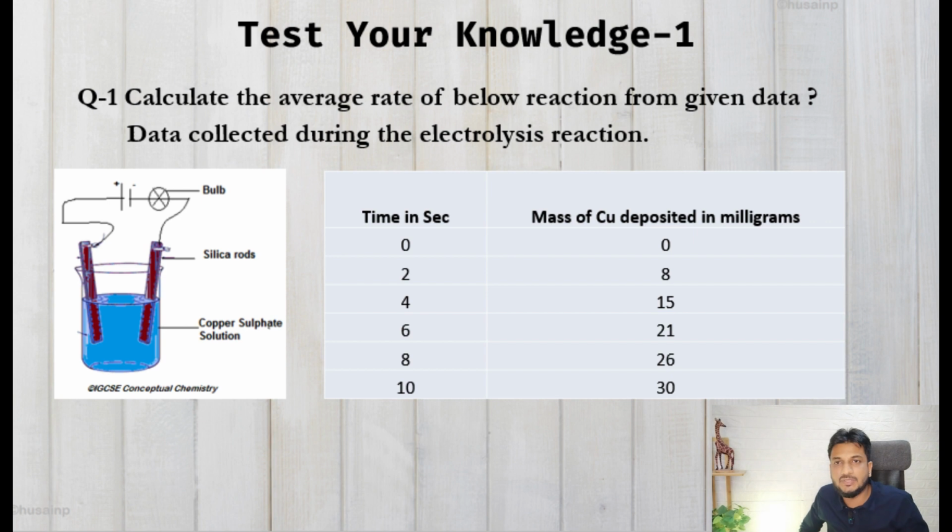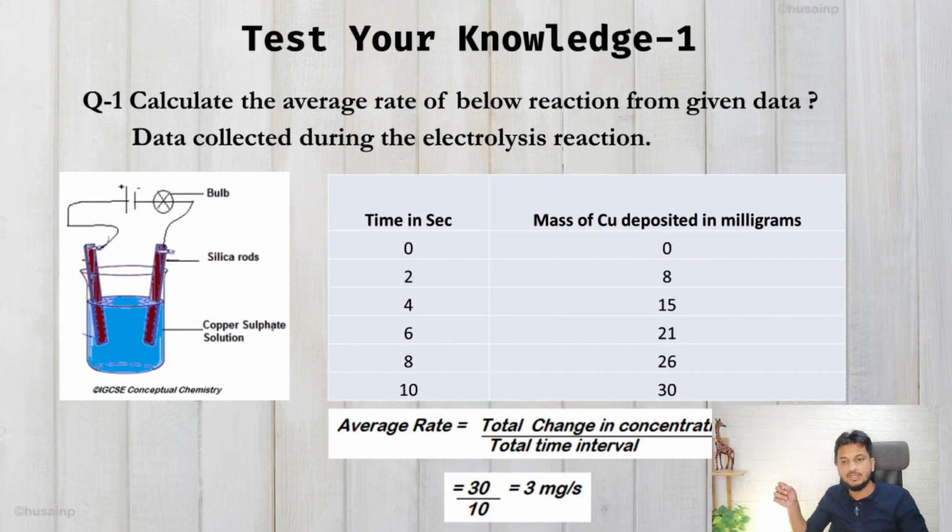Now, how can we calculate the average rate here? It's very simple. We take the total change in concentration, so from 0 to 30, which is 30 minus 0, and the total change in time, which is 10 minus 0. So 30 over 10, we get 3 milligram per second.